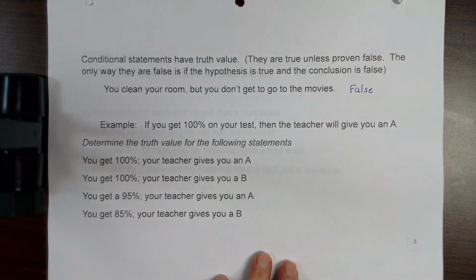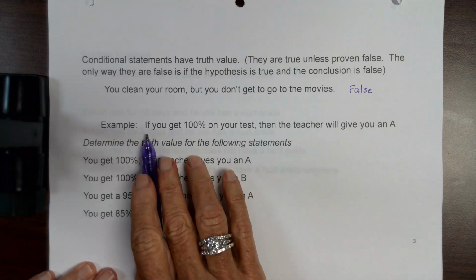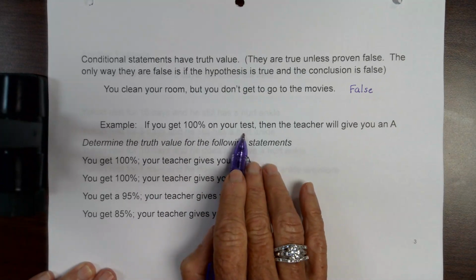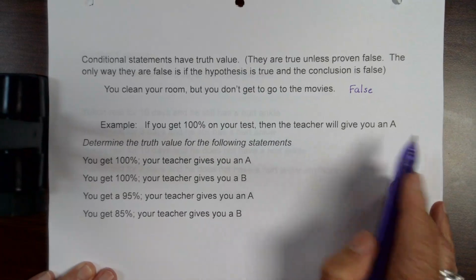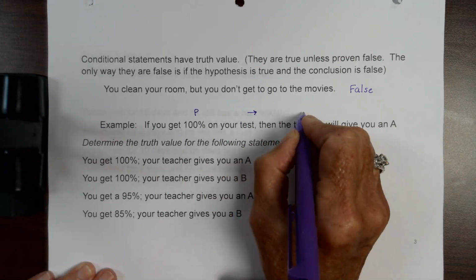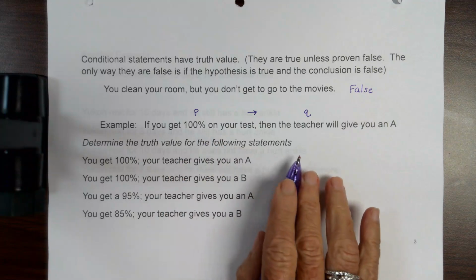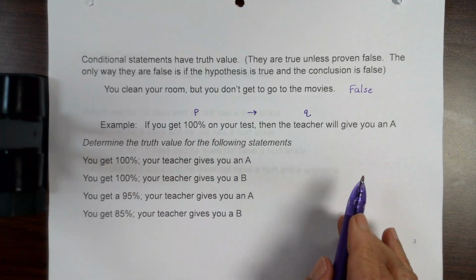So let's practice a few. Remember, the only way you can get a false is if the hypothesis is true and the conclusion is false. So here's the statement that they give us. If you get 100% on your test, then the teacher will give you an A. So this is your P, then your Q. 100% on your test is your P. The Q is the teacher will give you an A.